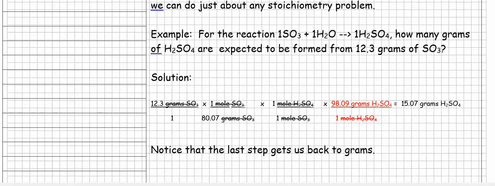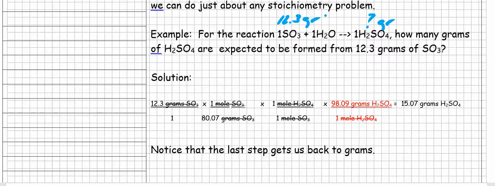So how many grams of H2SO4 are expected to be formed from the 12.3 grams of SO3? So again, I highly recommend that when you're doing these problems that you write over the problem, right on top of it. How many grams of H2SO4 are expected to be formed? So I'm going to put a question mark, and not just a question mark, but question mark grams, because it's not going to be good enough for me to answer the question in moles. I need to know it in grams. And it says formed from 12.3 grams of SO3, so I'm going to put 12.3, but not just 12.3, 12.3 grams. So it's now explicit. I know exactly what I'm starting with and what I'm ending up with, right?